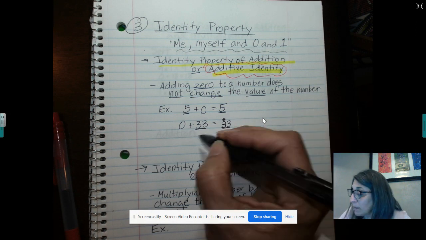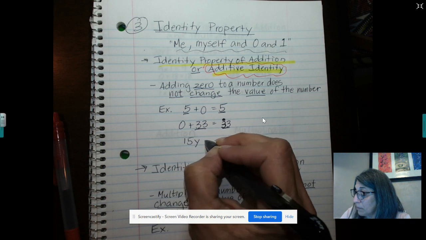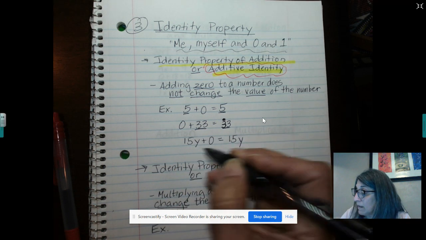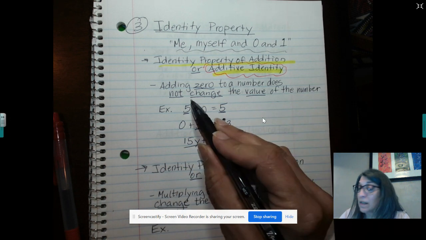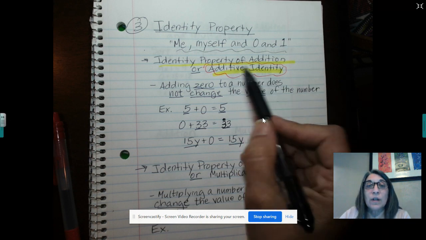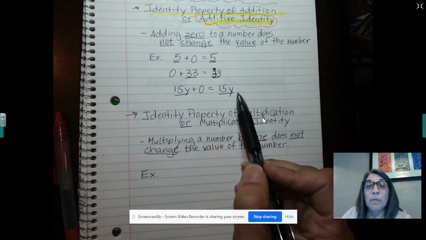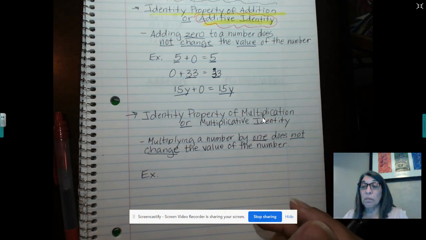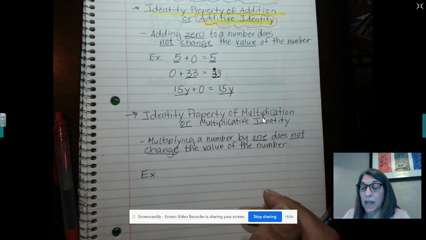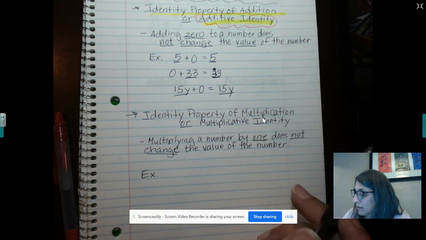And it could be something with a variable. It could be 15y plus 0 is still equal to 15y. So the value does not change by adding 0. That's pretty simple. You guys know that. This is, like I said, the new thing: additive identity. Then the same thing applies to multiplication. Just like the commutative property and the associative property, we're just talking about addition and multiplication today. No subtraction, no division; it doesn't relate or apply.